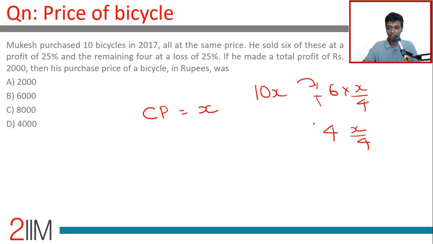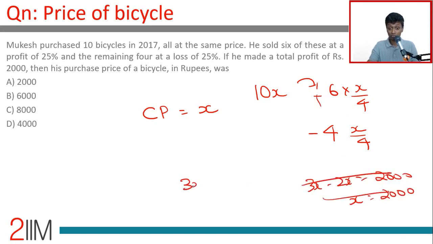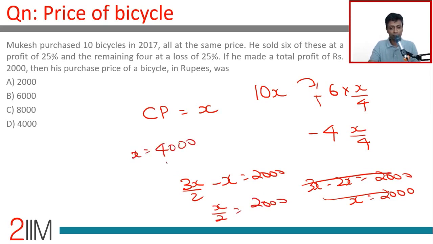That means this is plus, this is my 3x by 2. 3x by 2 minus x is 2000. Or x by 2 is 2000. X is 4000. The cost price of each bicycle is rupees 4000.